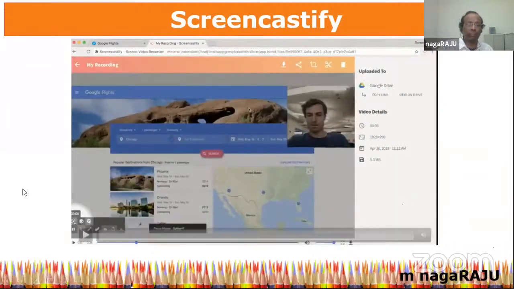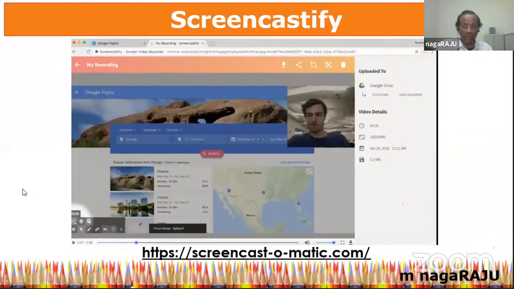Okay. The other one at the bottom, you can see screencast-o-matic.com. Very similar. Both of them are good, and you can use both of them to either create your video lessons or use video lessons that are already available. Lots of resources are there. Go to YouTube, go to TED, go to any place. I think you find hundreds and thousands of video lessons already available.